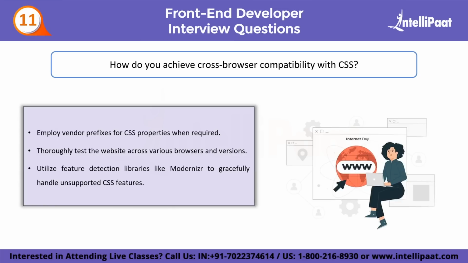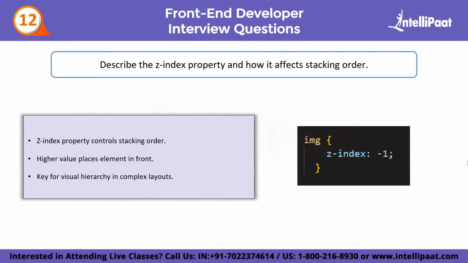The answer to this question is, cross-browser compatibility can be achieved in many ways. It can be achieved by using vendor prefixes for specific CSS properties like WebKit or Moz when necessary. It can be achieved by testing your website in multiple browsers and versions to identify and fix compatibility issues. You can also use feature detection libraries like Modernizr to ensure that unsupported CSS features are gracefully handled. Now our next question is, describe the z-index property and how it affects stacking order.